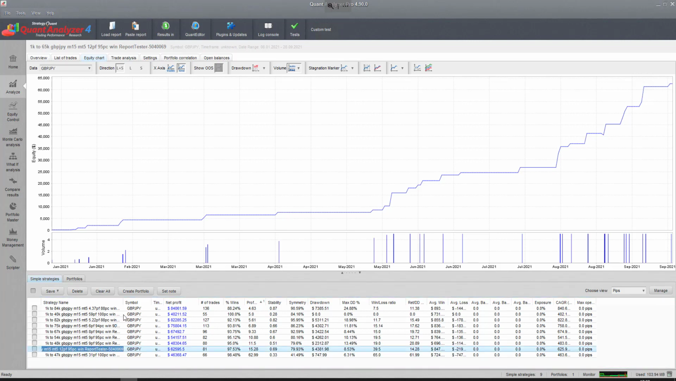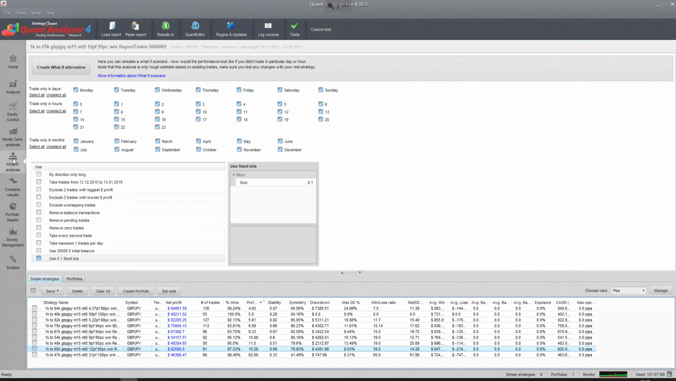Okay, so it's either going to be this one or 113. So 81 trades at 113. So this one would be my second one I'm going to choose. First of all, if I double click on this one, it appears here. Then if I click on a what-ifs analysis, I want to run this using fixed lots, just so I can see what it looks like if I'm using fixed lots. So click on that.